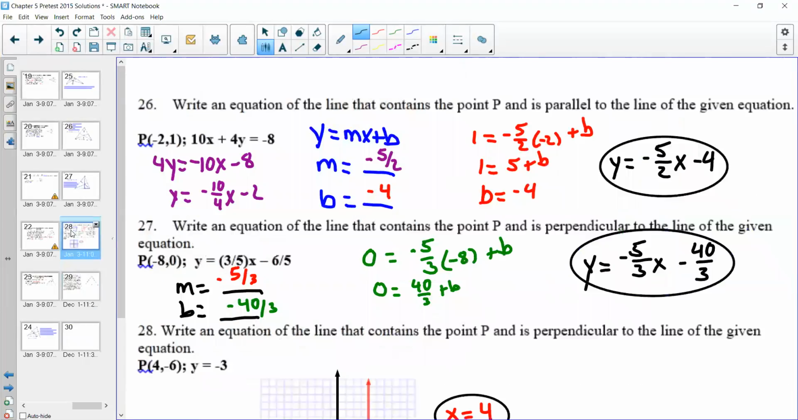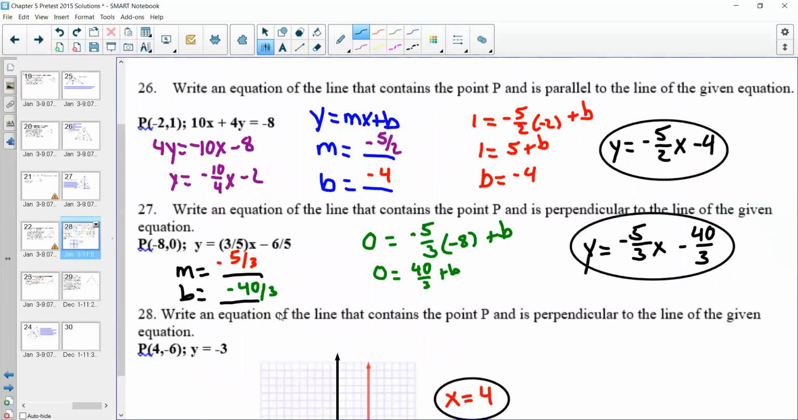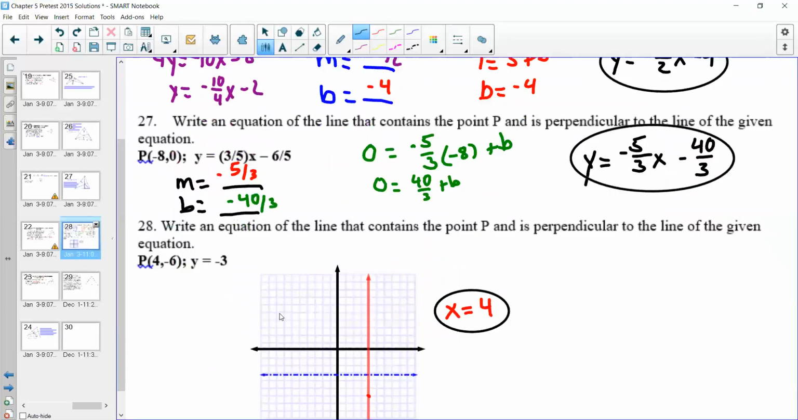The 28 was x equals 4. Okay, so we've got the point (4, -6), and we want a line that's perpendicular to y equals -3. We want a line perpendicular to that contains the point (4, -6). So a vertical line is going to be perpendicular to a horizontal line, and x equals 4 is going to contain (4, -6).